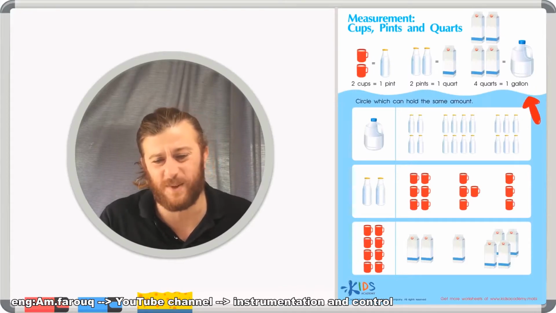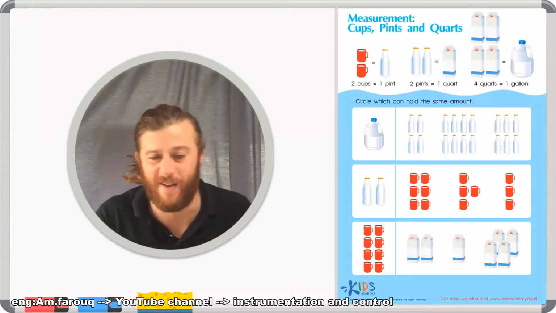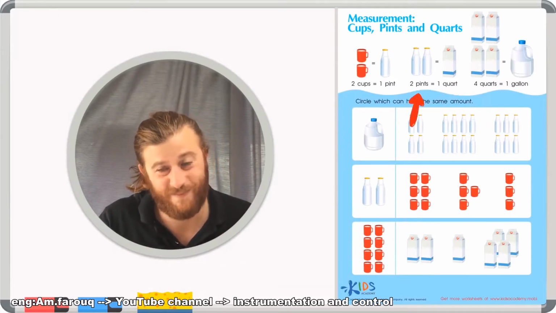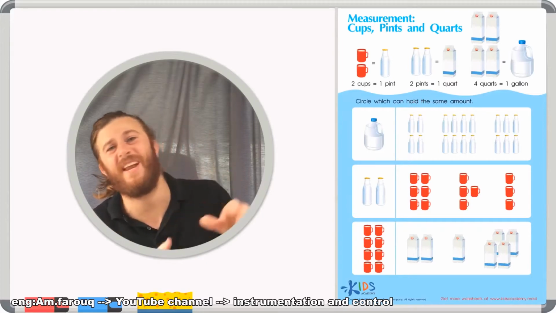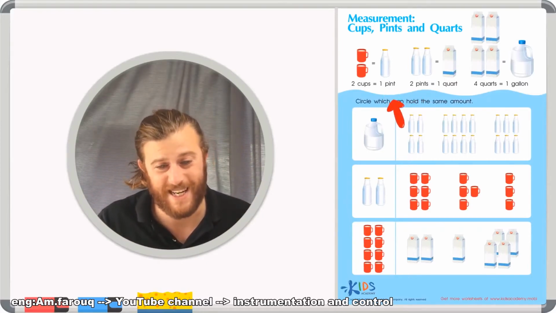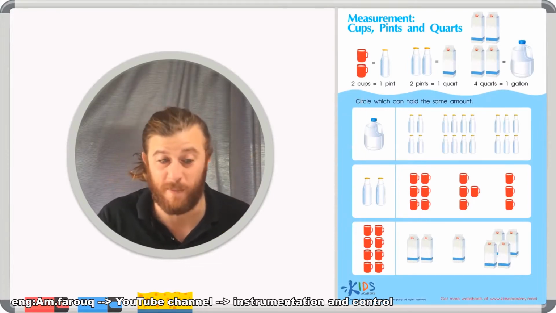We have 1 gallon equals 4 quarts, meaning 4 quarts fit inside 1 gallon. We have 1 quart equals 2 pints. Same thing, 2 pints would fit inside of 1 quart. And 1 pint equals 2 cups, meaning 2 cups would fit inside of 1 pint.